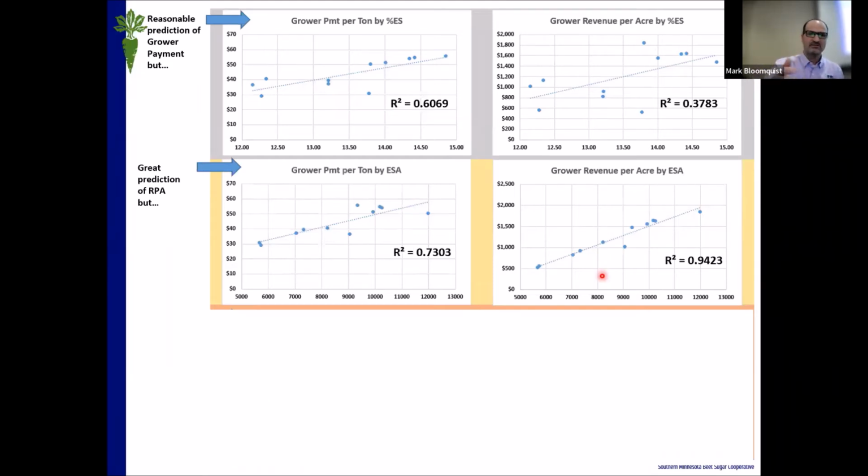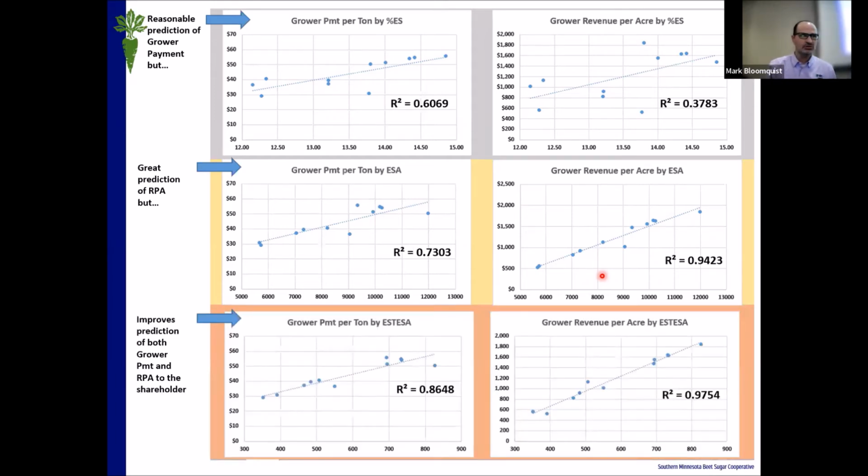It's able to predict the variability in your grower revenue per acre at a tune of about 94%. That's a pretty solid prediction of your grower revenue per acre. And that's why people tended to try to utilize extractable sucrose per acre to predict success. What I want to talk about is your ESTESA score.